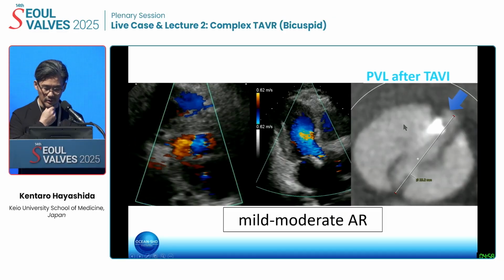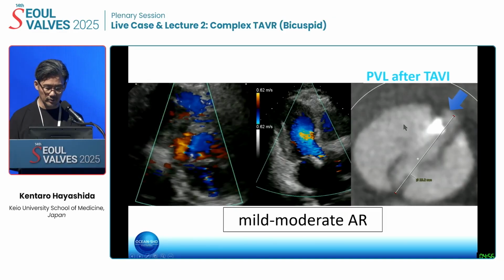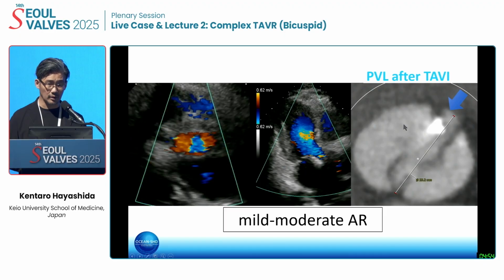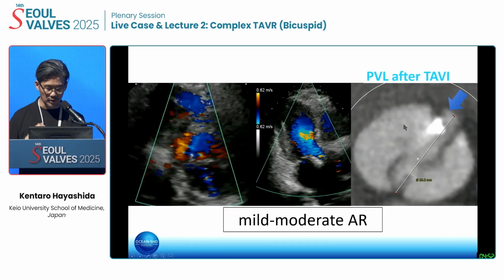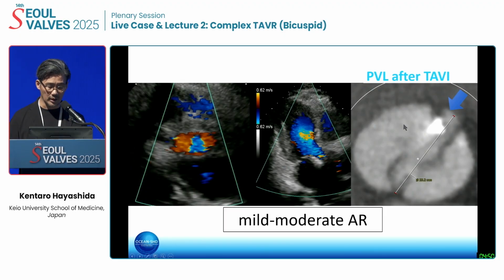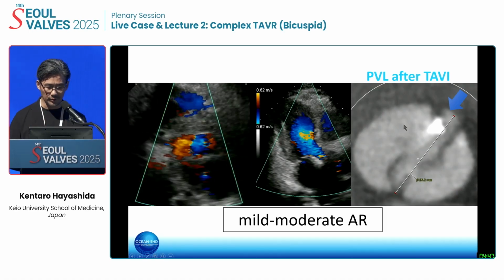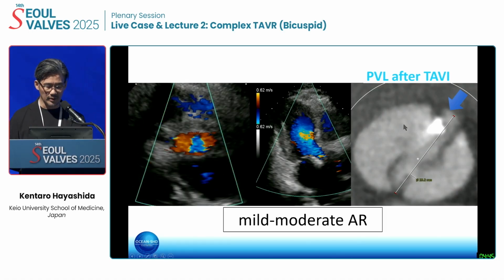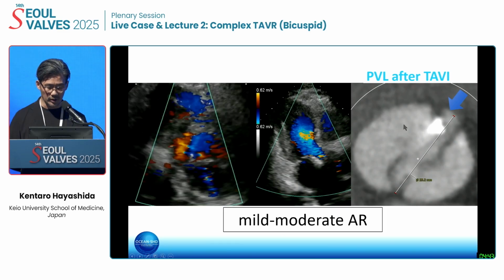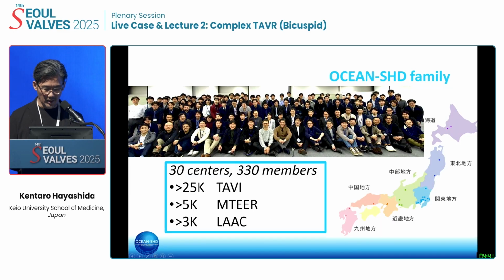The patient also had some residual mild to moderate AR because of this kind of calcification, but we don't need to take risk. We always take into account the pre-procedure degree of AR, whether the patient can tolerate the residual AR or not.